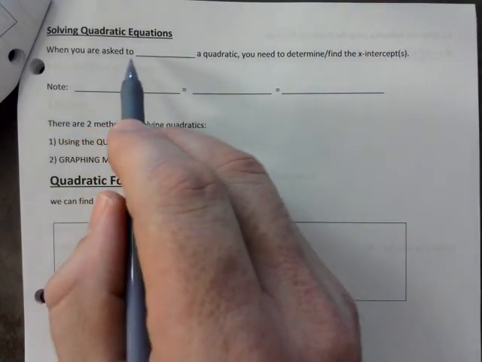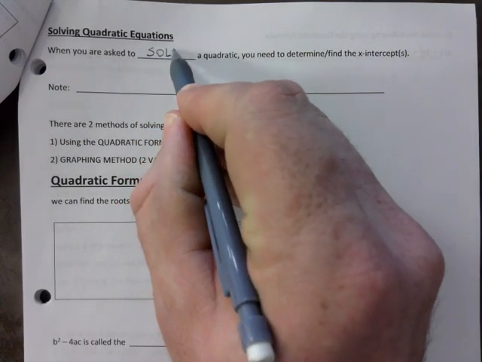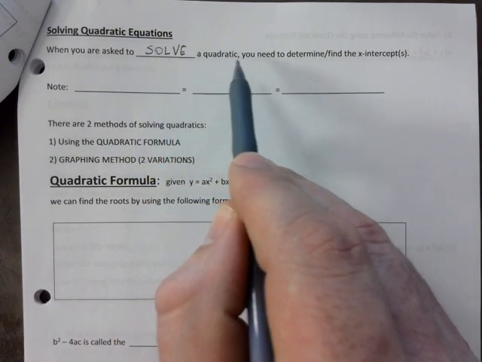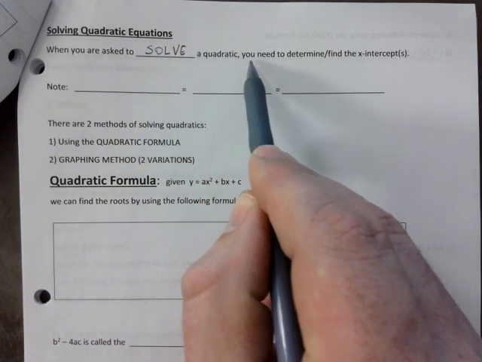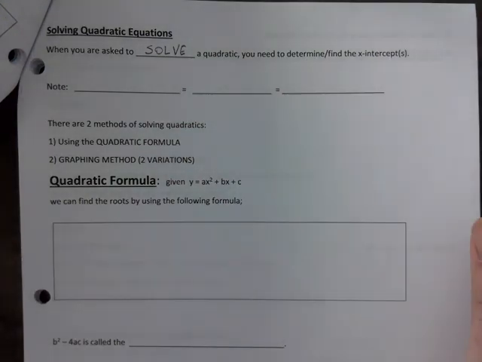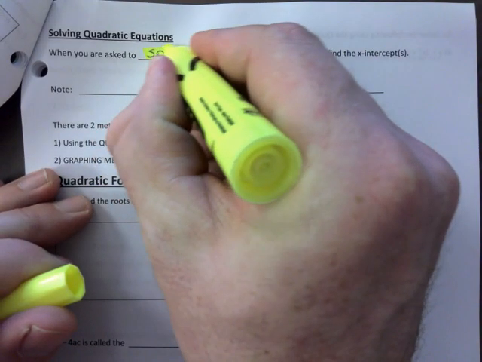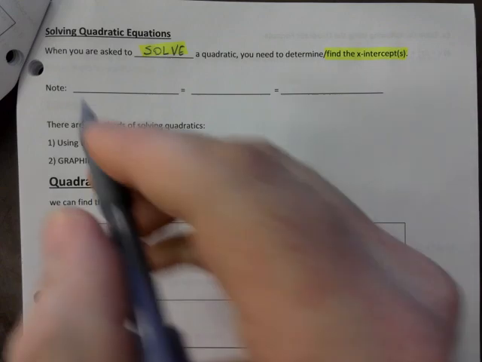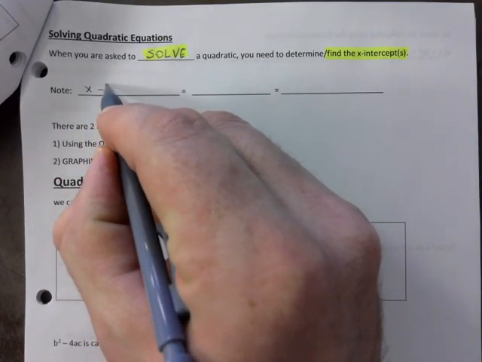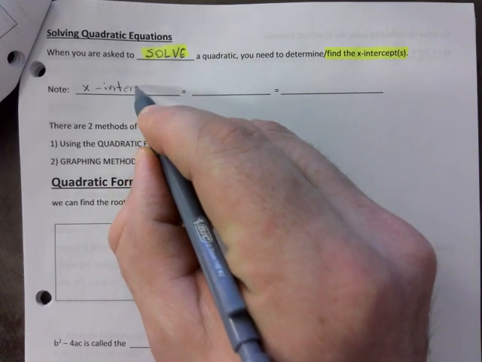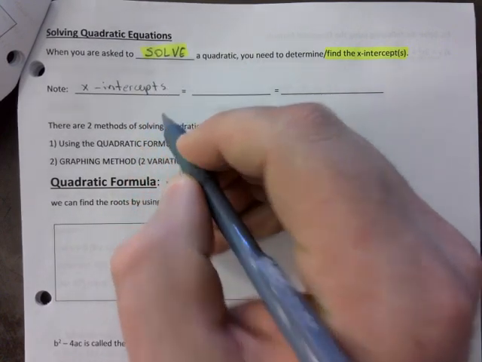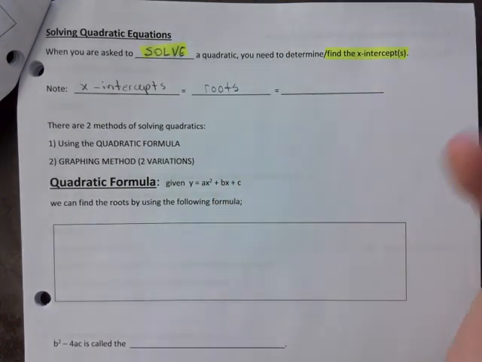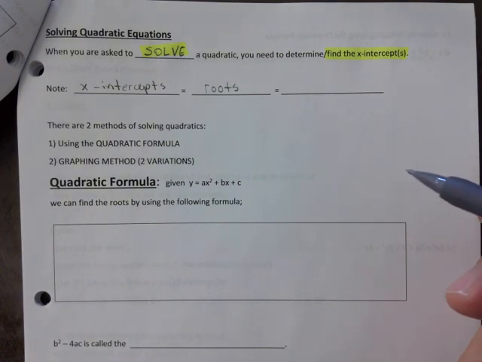Okay. When you are asked to solve, page 20, when you're asked to solve a quadratic, what they're really asking is, you need to find the x-intercepts. So solving means find the x-intercepts. That's basically what they're asking you for. And you need to remember that moving forward, the x-intercepts are the exact same as the roots. So if they ever ask you for the roots, they're asking for x-intercepts as well.